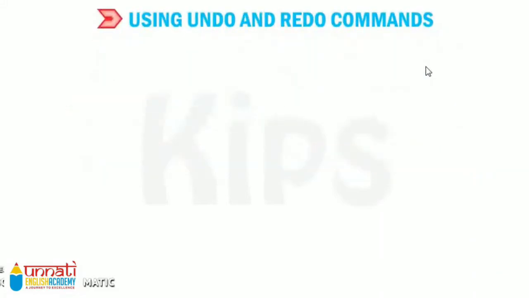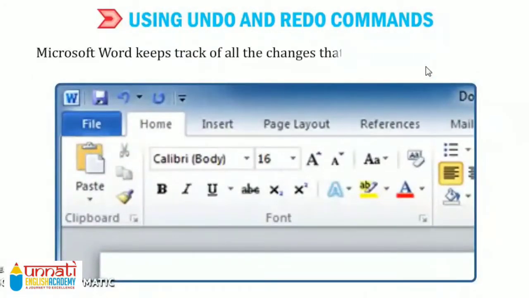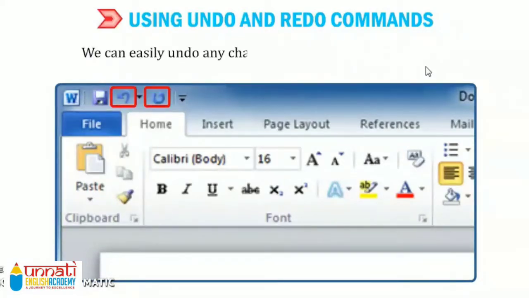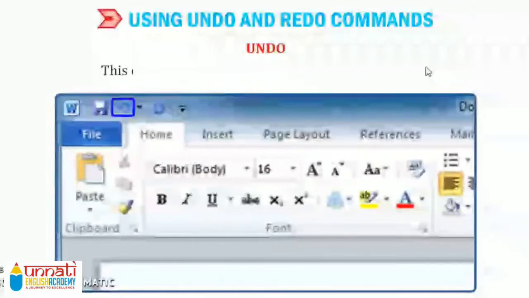Now let's start with chapter 6 part 2, that is using undo and redo commands. See, Microsoft Word keeps track of all the changes that we make in a document. Means whatever changes you are doing, it will keep track of it. We can easily undo any change and restore the original text. Suppose you have deleted something by mistake, so you can get it back.